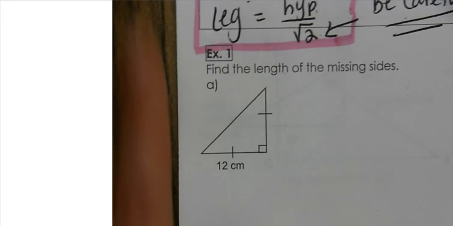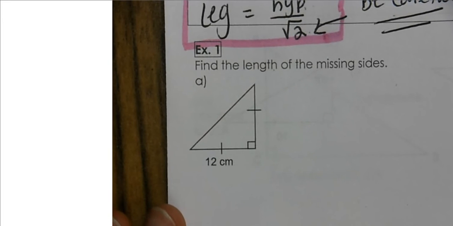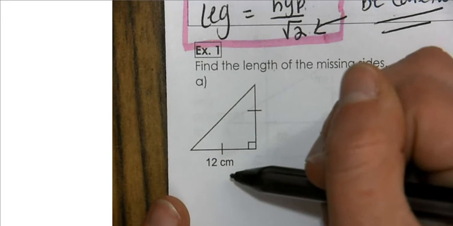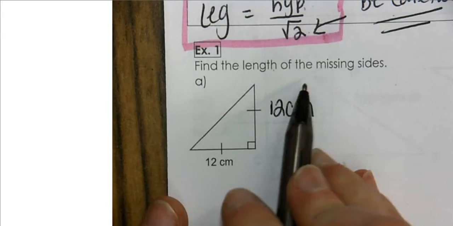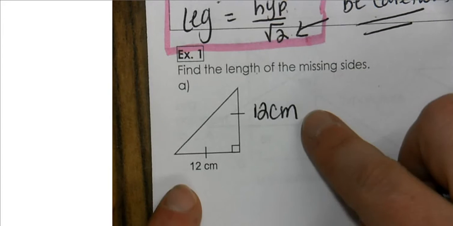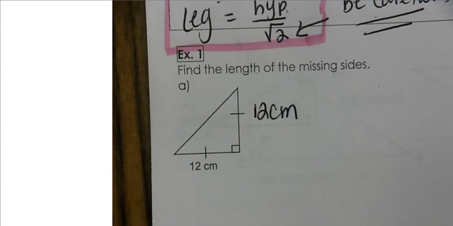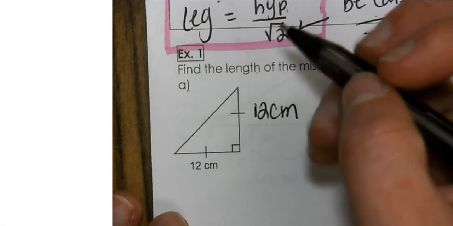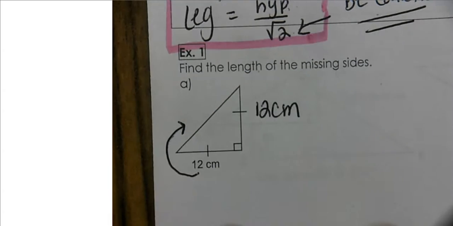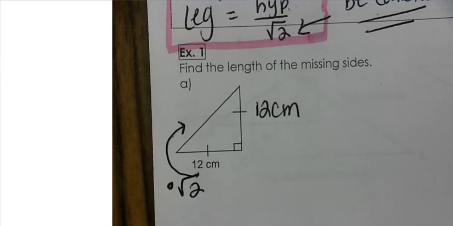So looking at example number 1, letter A, I know what a leg is, and I know what the other leg is. That's 12 centimeters. So we want to find the length of the missing sides. And so one side is automatically going to be easier than the others. So these two are congruent to each other, they're equal. So now I just need to go from a leg to the hypotenuse. And to find the hypotenuse, we're simply going to take our leg and multiply it by the square root of 2. So my hypotenuse is going to be 12 times the square root of 2 centimeters.